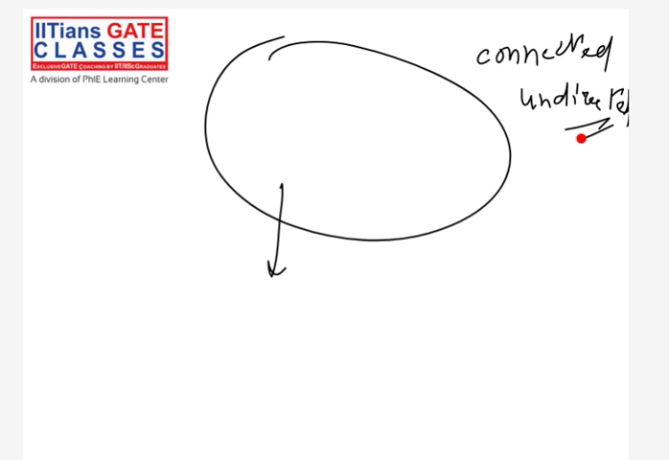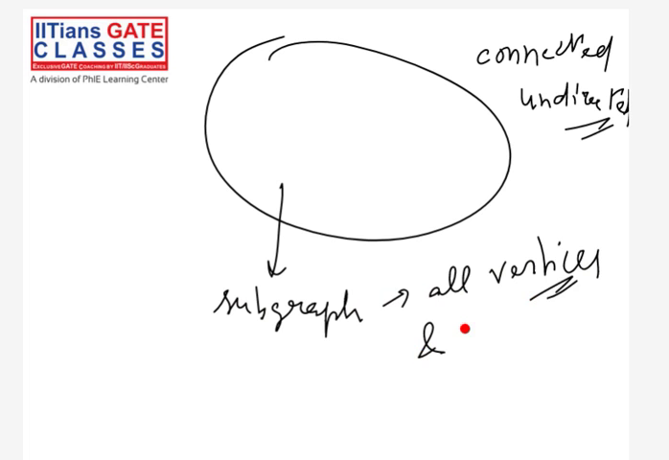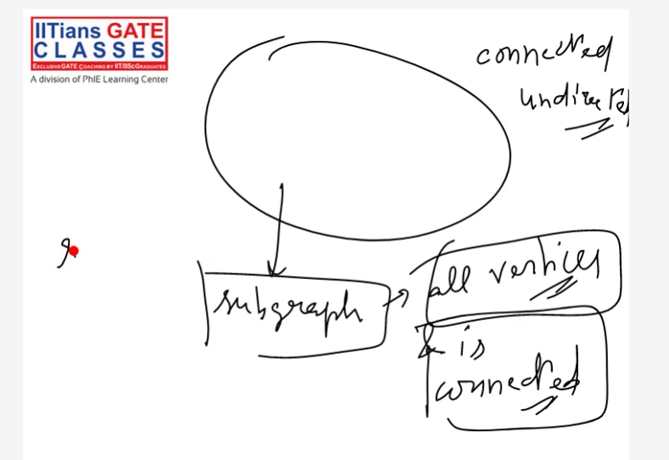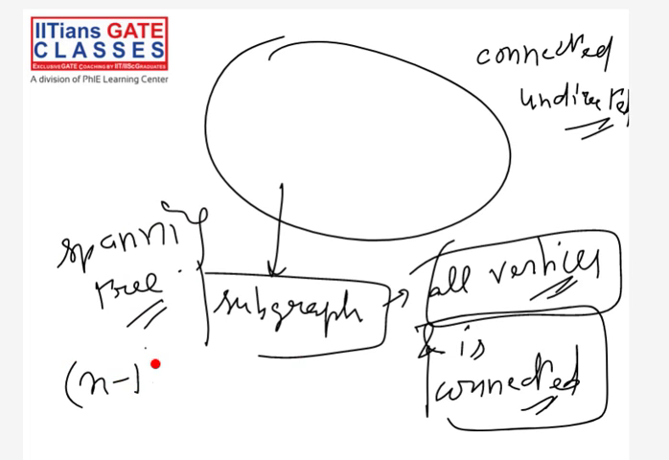All right, so if I try to create a subgraph out of it, this subgraph has all the vertices of the original graph and it is connected. Okay. So this subgraph is known as a spanning tree if this subgraph has n minus 1 edges. Okay, n minus 1 edges.